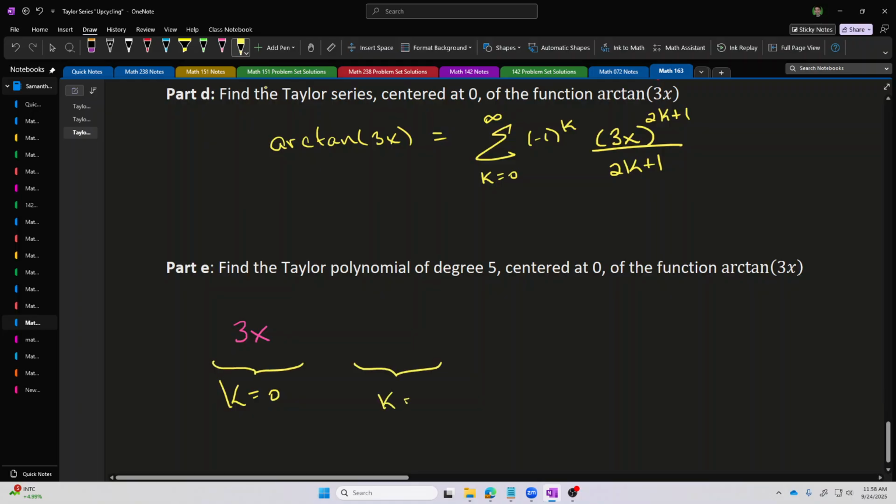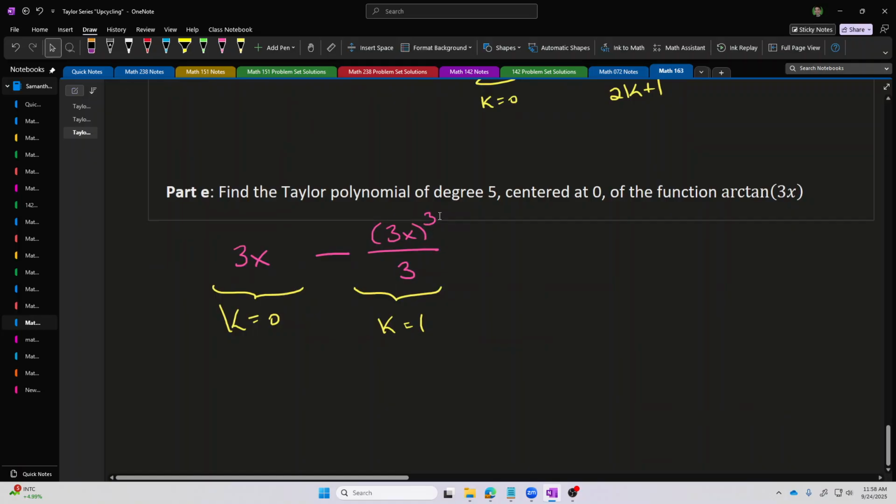If I increase the index one more time and let k be equal to 1, that minus 1 to the power k is returning a negative value. Now my exponent is 2 times 1 plus 1, so I'm getting an exponent now of 3. And likewise, in the denominator, I have 3. So in this term, I can see the exponent that will be on x is 3, and that's not high enough for a polynomial of degree 5. So let's keep going.